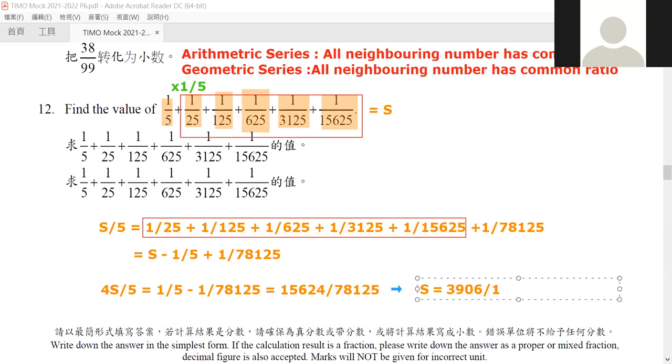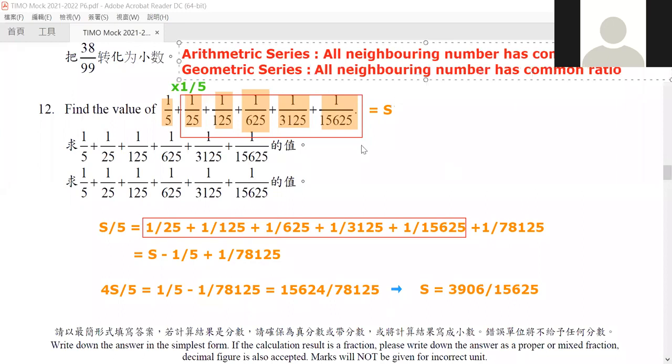3906 divided by 15625. Okay. So in fact, like the arithmetic series, there are equations for this kind of series, for the sum of the series. But here I do not use that method. I do not use the equation because I know that some of you may not be very familiar with the geometric series. Because all neighboring numbers have a common ratio, we can immediately multiply by the common ratio and instead shift the terms. This is one of the ways for you to compute the sum of it.